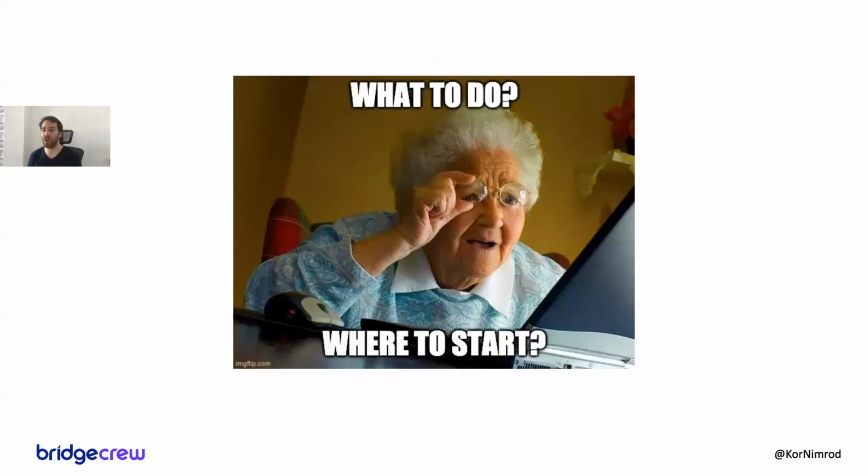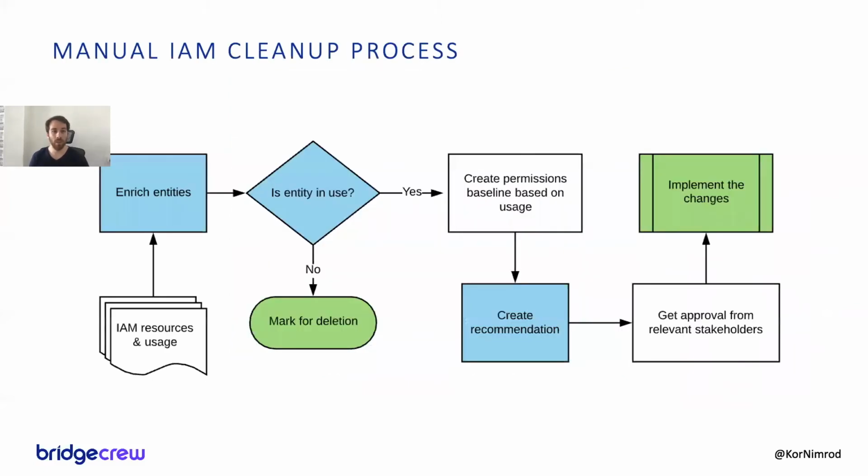Okay, so we saw 4 different problems. They're pretty acute. How do we fix them? How do we go about handling them? So the first thing I wanted to show you was the manual flow that we created to help us fix it.